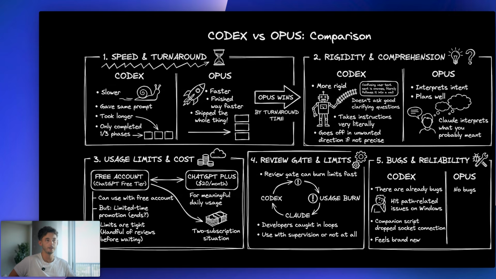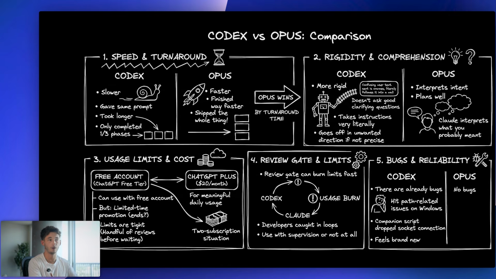Fourth is the review gate feature specifically. This can burn through usage very fast if you are not careful. Developers, from what I've seen, are already reporting getting caught in Codex Claude loops that just ate through their limits. So you have to use this with supervision, or if you're not, don't use it at all.